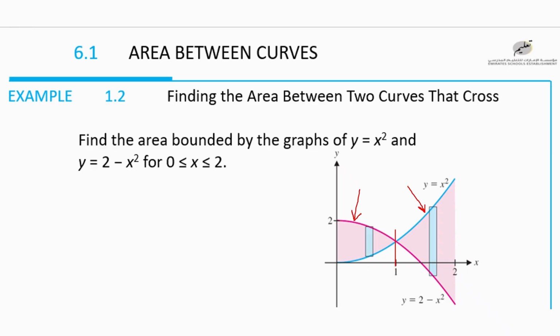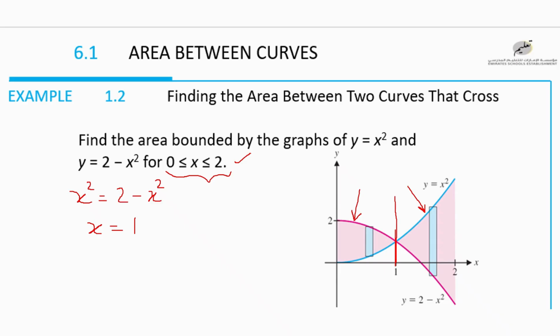So first of all, to identify that 1, how will you get it? It's so simple. Just equate both the functions. x square is equal to 2 minus x square. When you enter it in the calculator, you get your x values as negative 1 and positive 1. But you know the limit is given as 0 to 2. That's why we cancel negative 1 and we accept only positive 1. That is how the intersection point is 1.